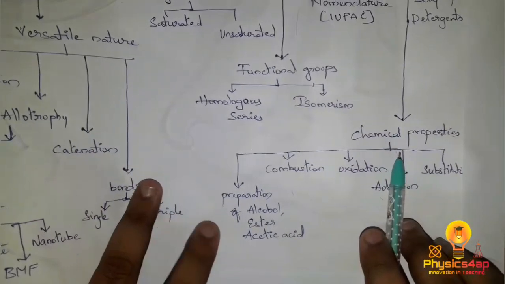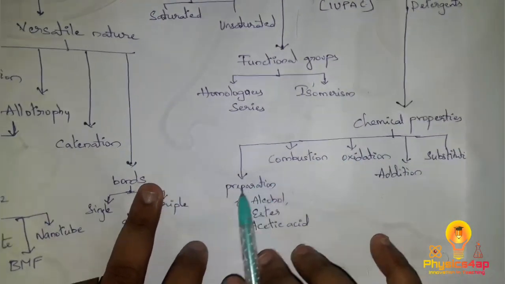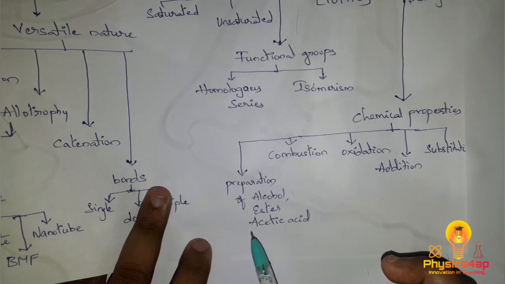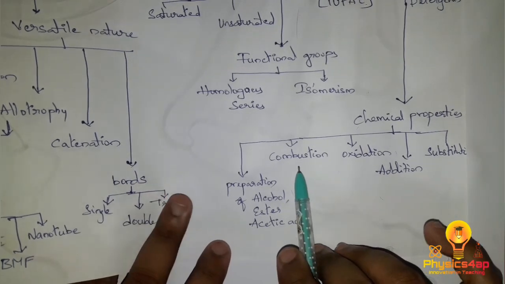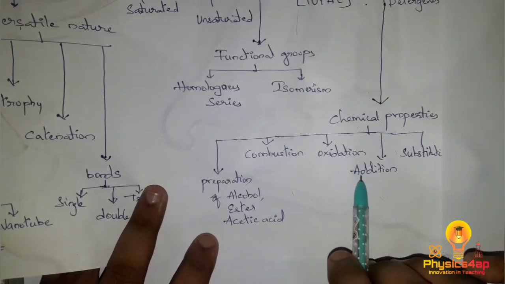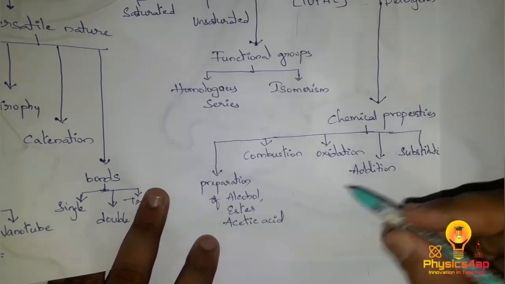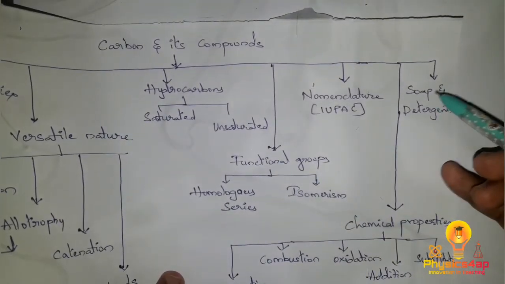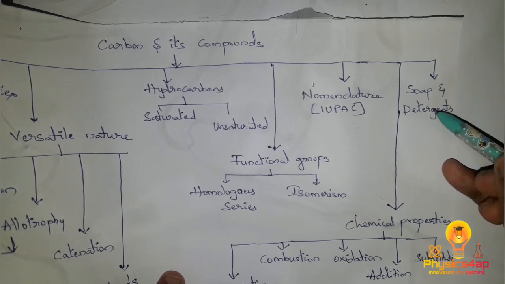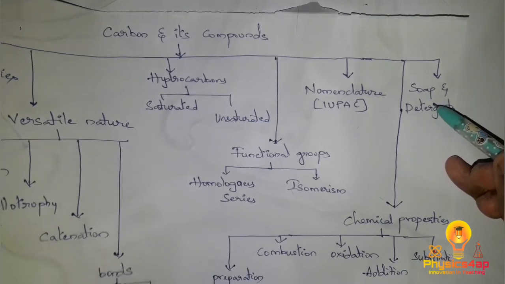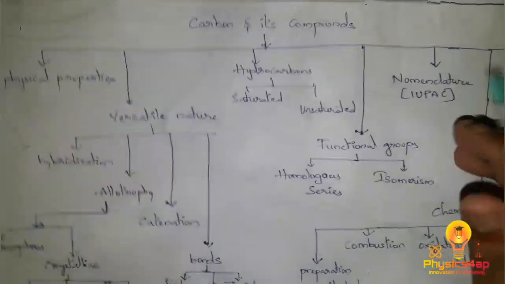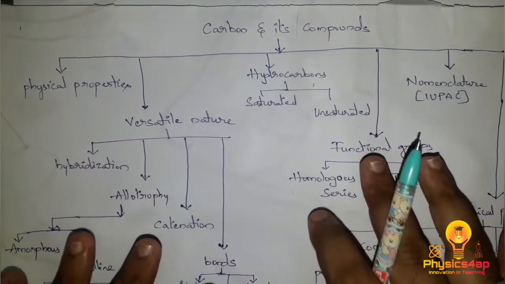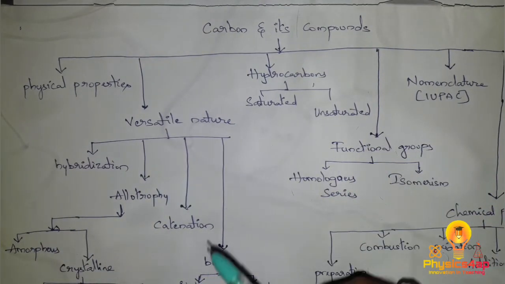Next we will discuss the chemical properties, that is, the reactions. In that we will discuss the preparation of alcohol, ester and acetic acid and their various properties. We will discuss the four types of chemical reactions: combustion, oxidation, addition and substitution reactions. Last we will look at how soap and detergents are prepared and what the cleaning action of soap is. That is what we are going to discuss in the complete chapter. First we will go for the physical properties.